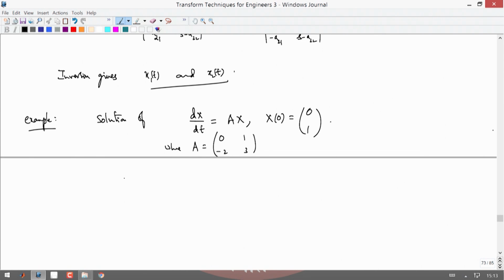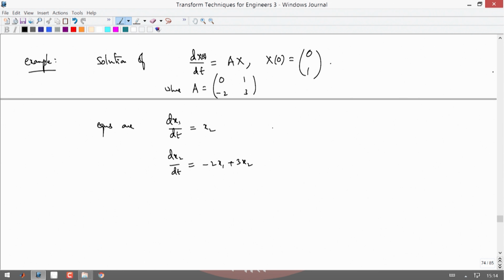So, how do we solve this? You can use the Laplace transform directly. The equations are: x is x of t, which is x1 of t and x2 of t, so dx1 by dt is equal to x2, and dx2 by dt is minus 2x1 plus 3x2. So, these are the two equations you have, and the initial conditions are x1(0) is 0 and x2(0) is 1.